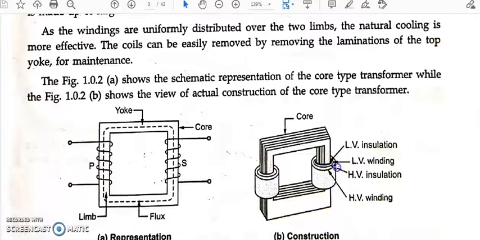To avoid that and to keep the cost of the transformer less, we first wind the low voltage winding near the core and the high voltage winding above the low voltage winding. Two things we have left out here: low voltage insulation as well as high voltage insulation. Low voltage insulation is the insulation present between magnetic core and the low voltage winding, whereas high voltage insulation is present between low voltage winding and high voltage winding.